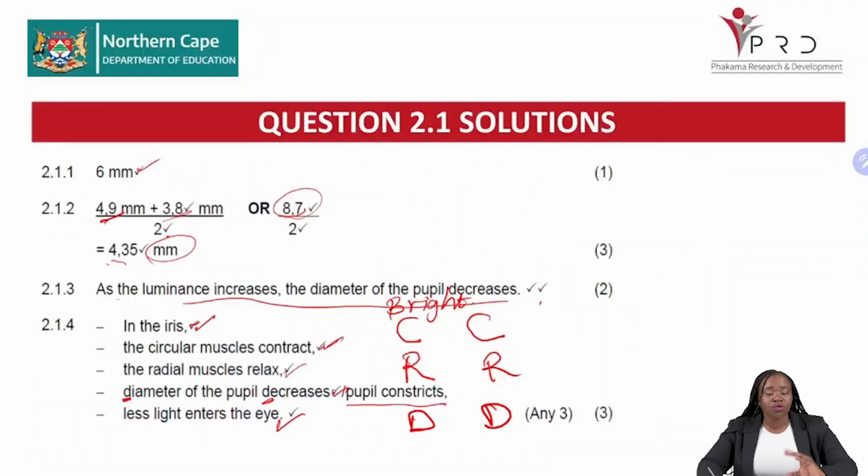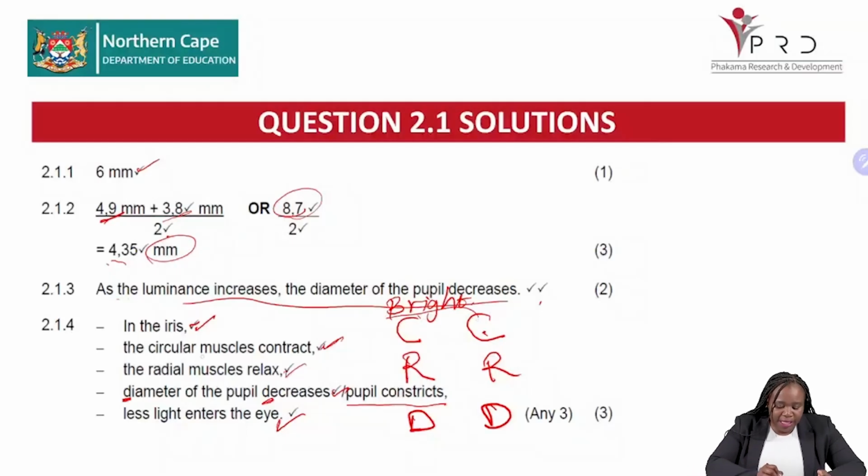So just be able to describe this as it is, and then you'll be able to score your marks. Now, when you are looking at this process in dim light, it is basically the opposite. The circular muscles will relax, the radial muscles will contract, the diameter of the pupil will increase, or the pupil will dilate, it will become bigger. Why does it become bigger? There isn't enough light entering the eye. So as the diameter increases, it is to allow more light into the eye.